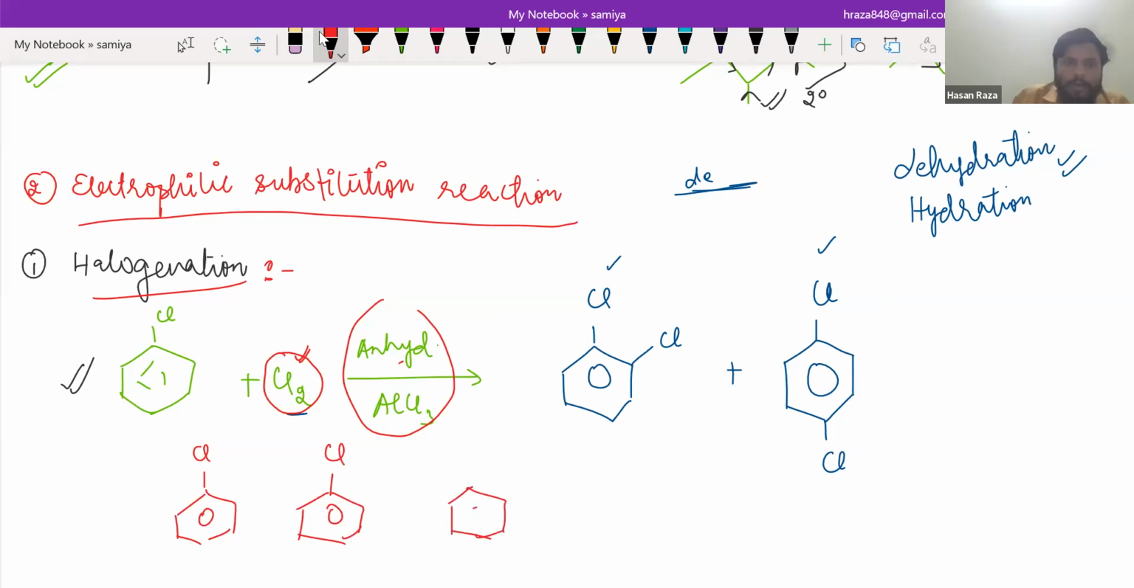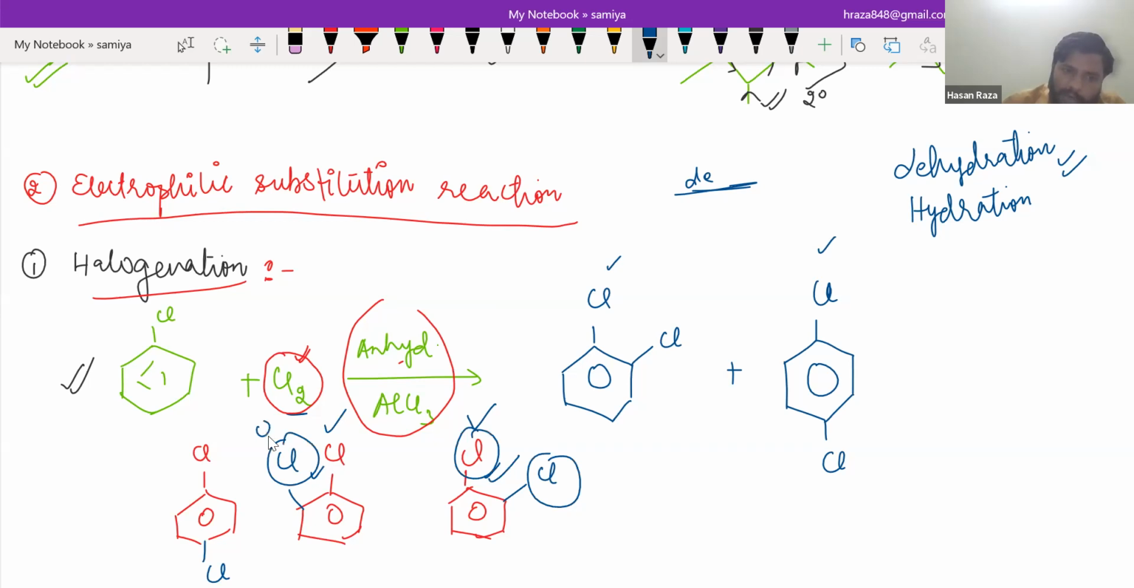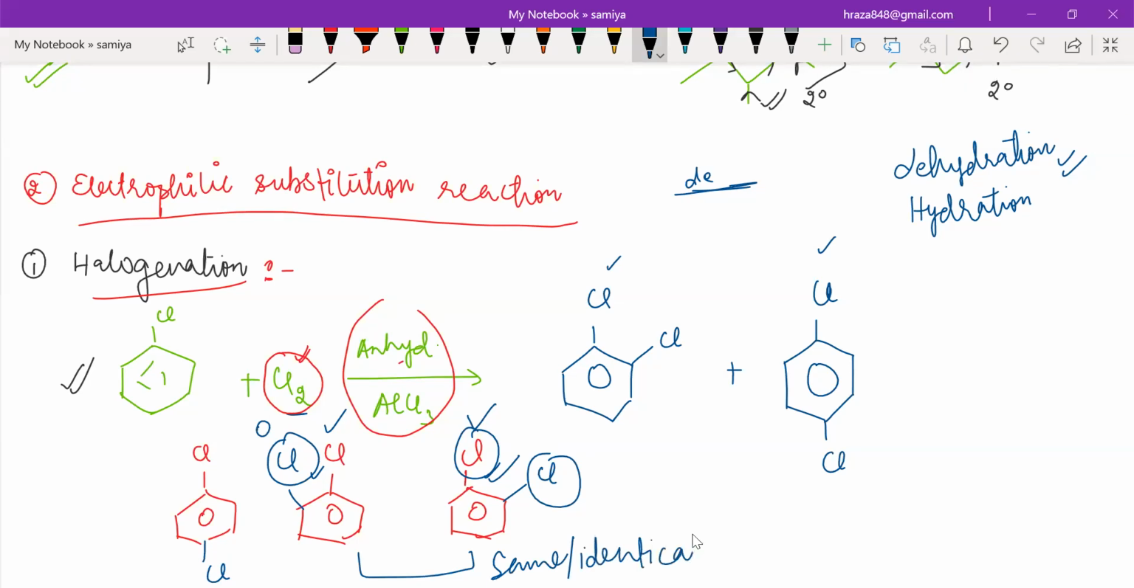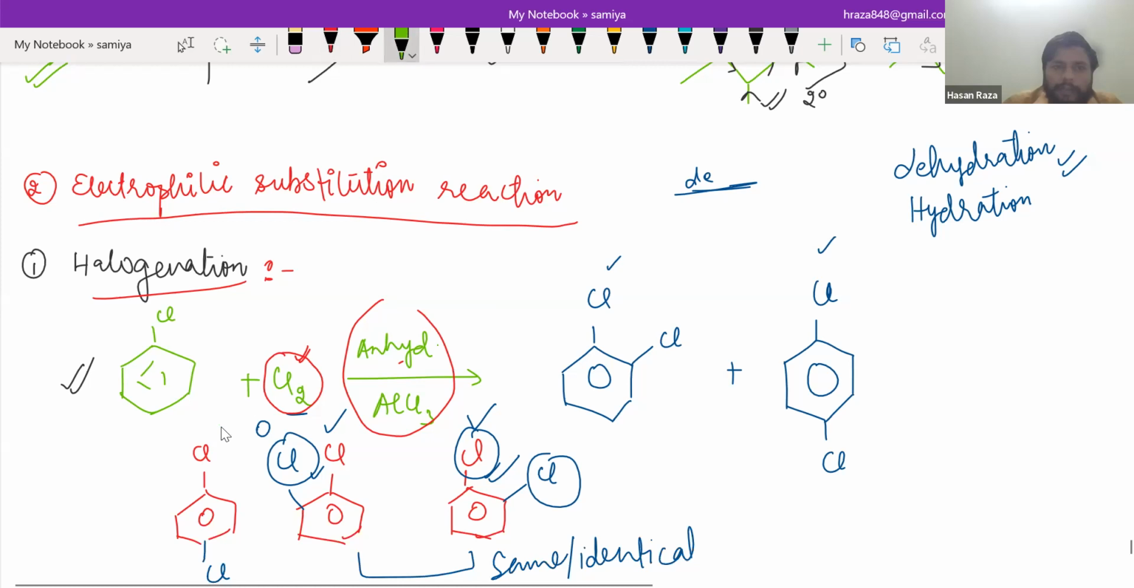So three compounds I'm going to draw. So this is chlorine. With respect to this chlorine, chlorine can be added here, here, and here. You can see this and this are both the same. With respect to this chlorine, one is at ortho, and with respect to the other chlorine, it is also at ortho. That means these both are identical. Yes or no? Yes, sir. Now, the next product I have written is that with respect to this chlorine, one chlorine will be added at the para position.